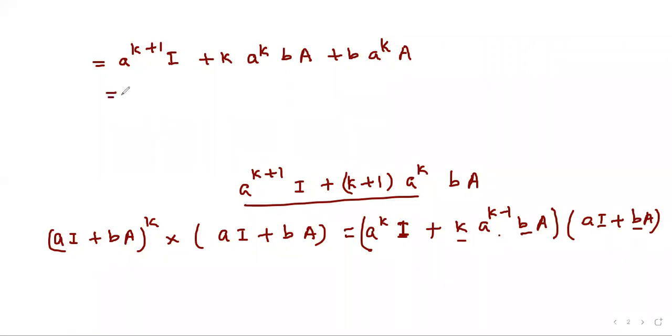So let's simplify. So a power k plus 1 times i plus. From here, we can take out a power k ba. Then here we will get k and here we will get 1. So clearly by multiplication, we are getting same result as by putting n equal to k plus 1. So we can say that it is true for any value of n. Hence, we have got our result. Thank you for watching.